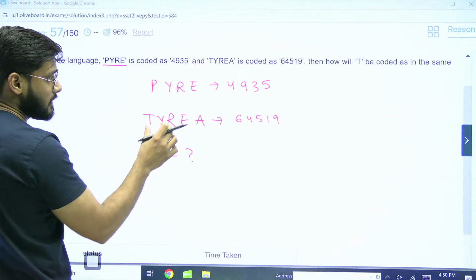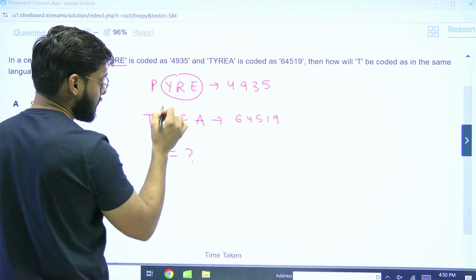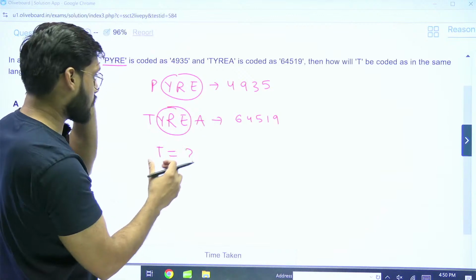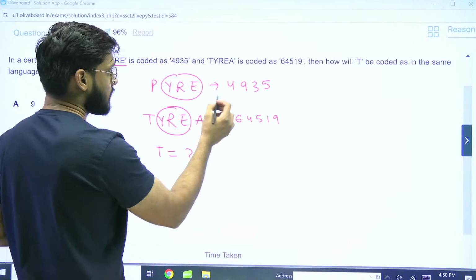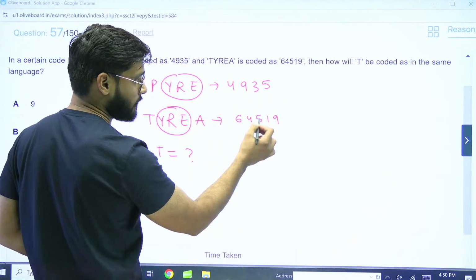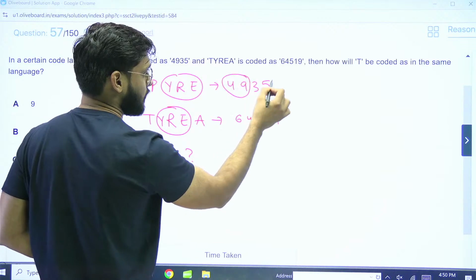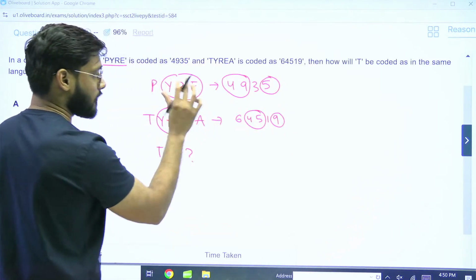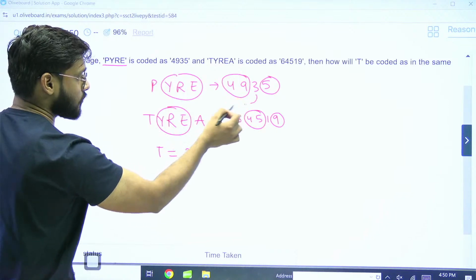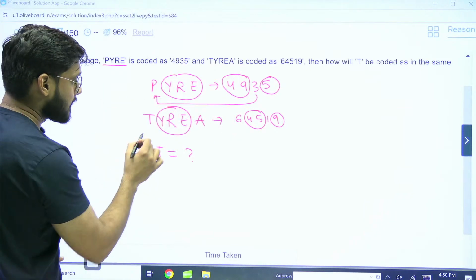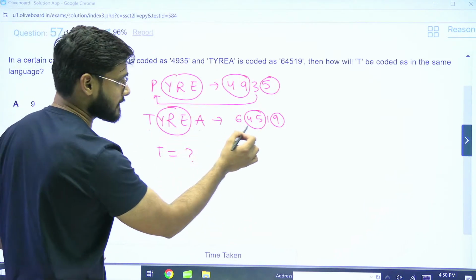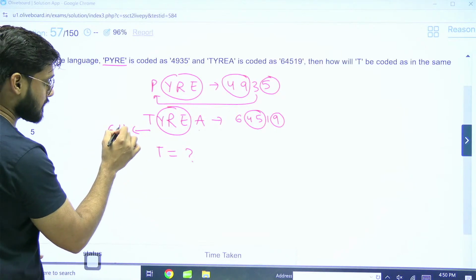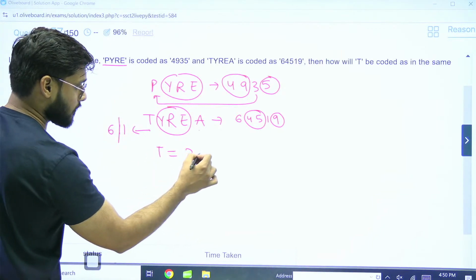If you see, the three letters Y, R, E are repeated, so we can find the common coding. 4935, 495. So 4, 5 and 9 are the codes for Y, R and E. The 3 is the code for P. The codes for T and A will be 6 and 1. The code for T will be 6 or 1. Right? So the T code will be either 6 or 1.